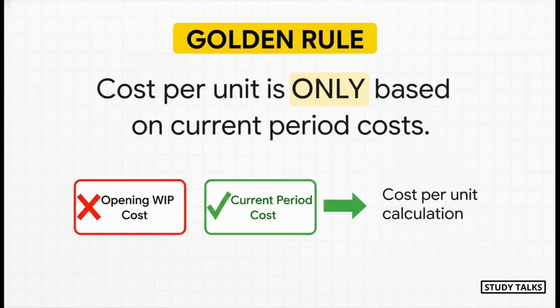And that brings us to the golden rule for FIFO costing. When you calculate your cost per equivalent unit, you only use the costs incurred in the current period, divided by the equivalent units of work done in the current period.